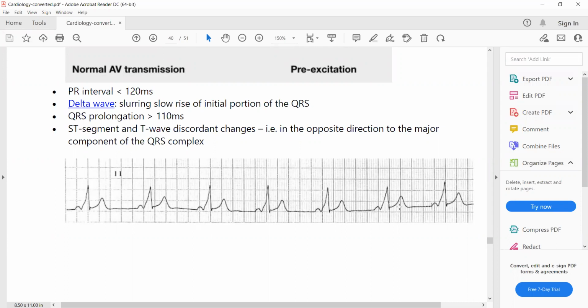So it makes the diagnosis of Wolff-Parkinson-White syndrome. The PR interval is usually less than 120 milliseconds. Delta waves are present on ECG, and the QRS is prolonged because of this upward slant of the PR interval.